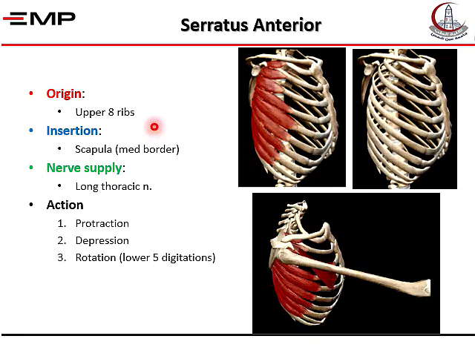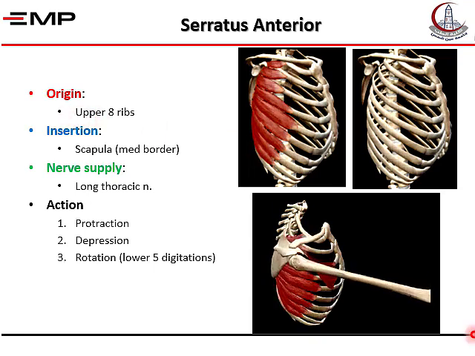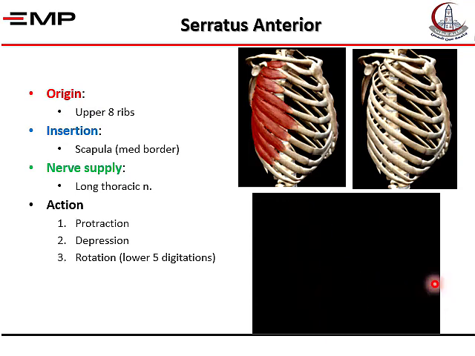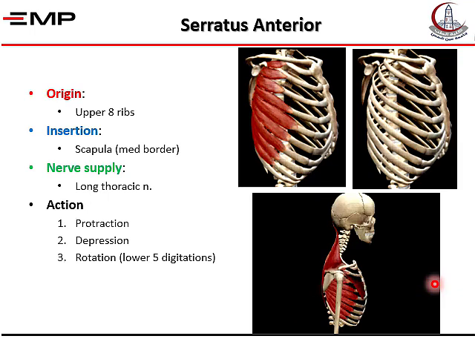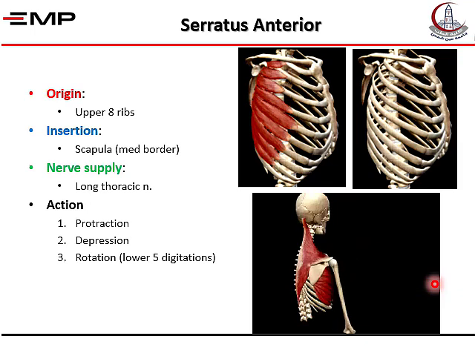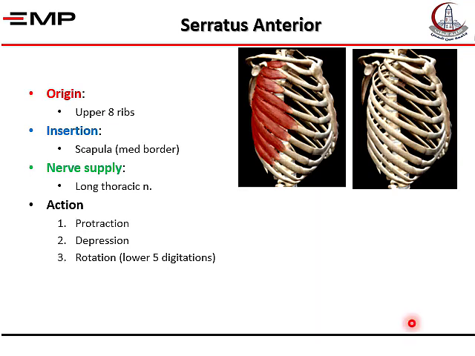Its actions are a protraction of the scapula acting together with pectoralis minor, like when pushing the sword forwards, depression of the scapula, also with pectoralis minor and lower fibers of trapezius. In addition, its lower 5 digitations with the trapezius help rotation of the scapula while abducting the arm above 90 degrees.